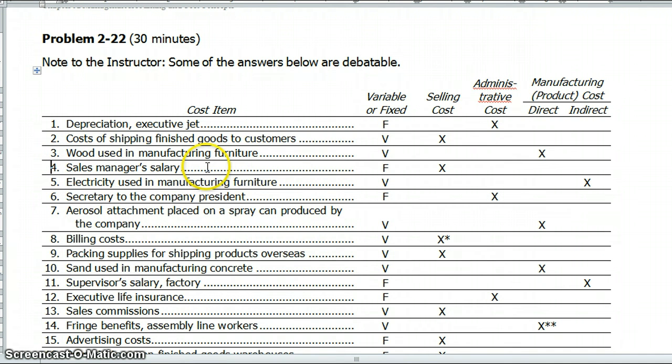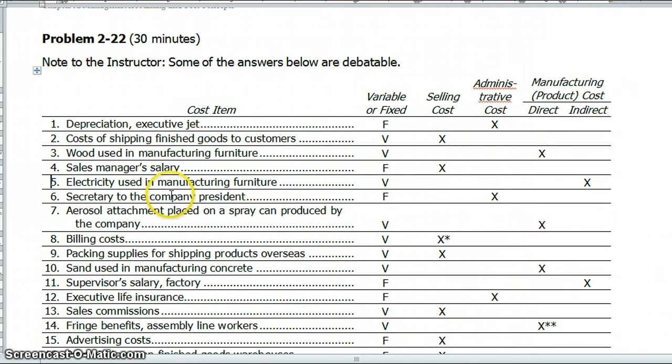Number four, sales manager salary. Sales manager salary is a fixed cost. Typically anything labeled as a salary is fixed. No level of activity is going to change the amount of that manager salary, so it's a fixed cost. And since it deals with the sales function, it would be considered a selling cost.